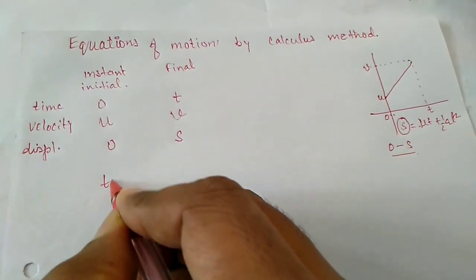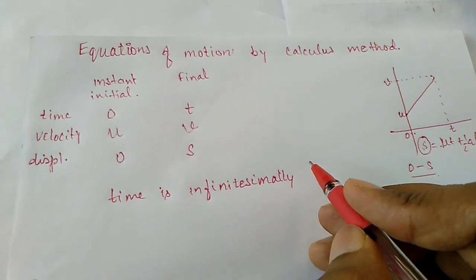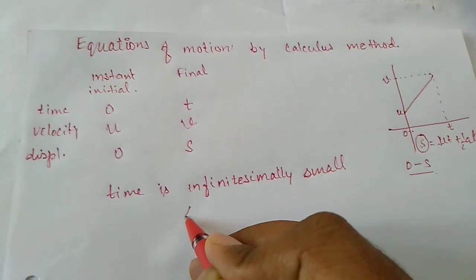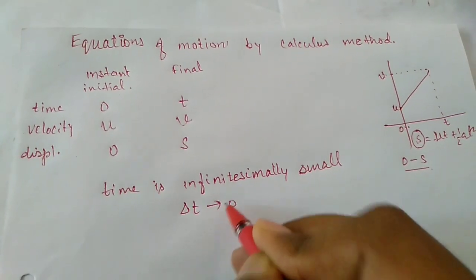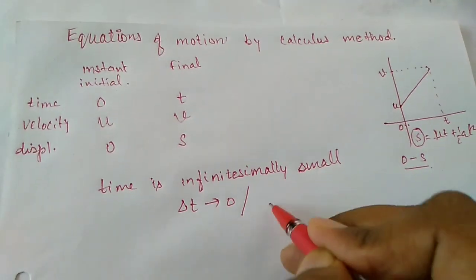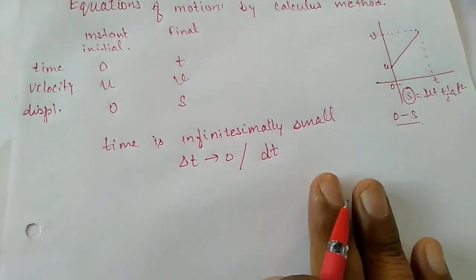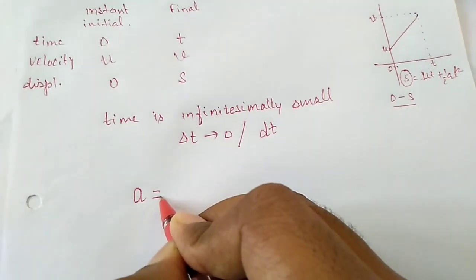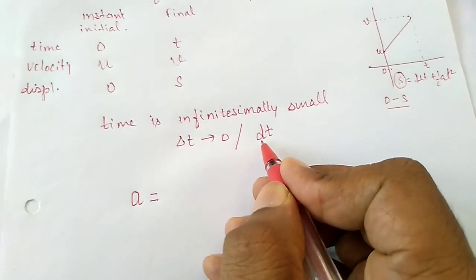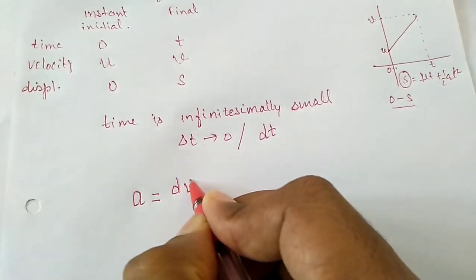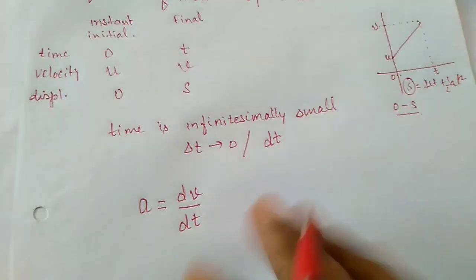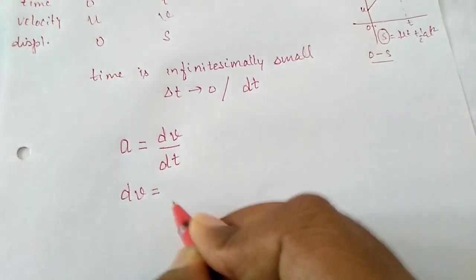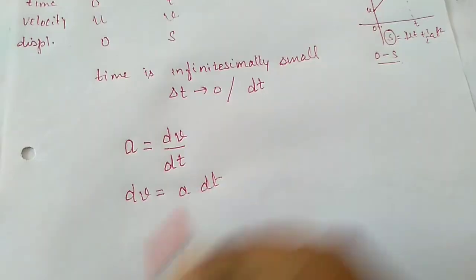And the time is infinitesimally small. That means delta t is very small, changing to 0. So instead of this we will use dt. So what is acceleration here? In general it is delta v upon delta t, but time is very small, so we can write dv upon dt, or we can say dv is equal to a dt.